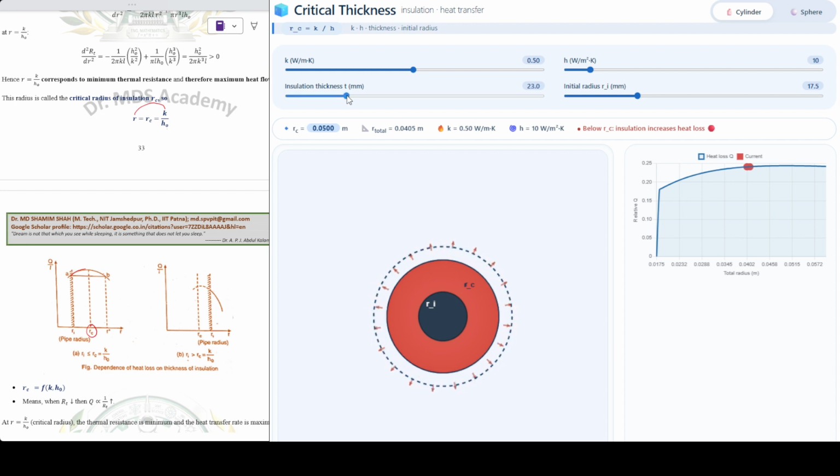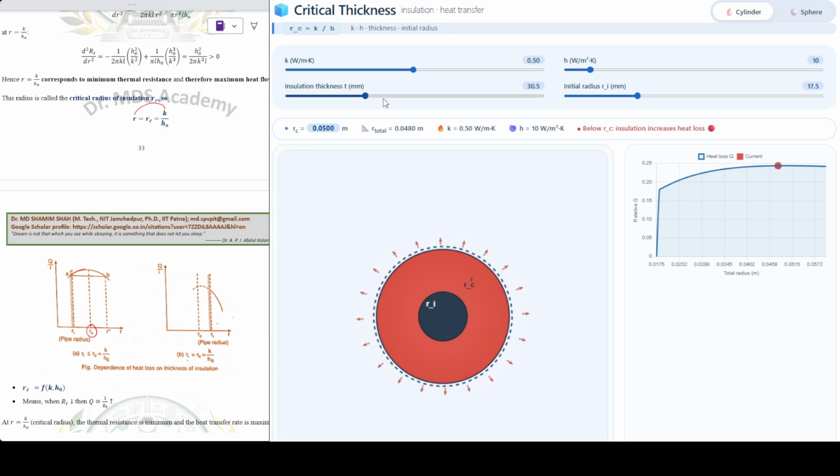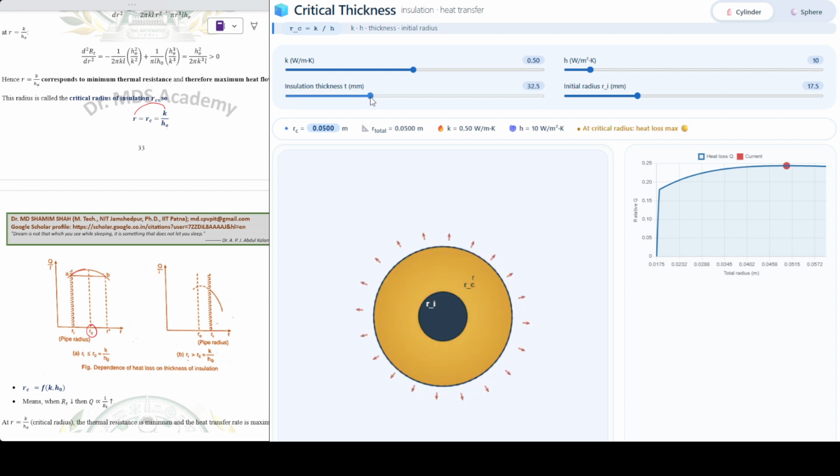As you are increasing this shaded region, meaning the insulation radius, more is the thickness you are going. See, the RC is increasing here. Insulation increases heat loss. Heat loss is increasing. Now it is showing yellow. What does it mean? Heat loss is maximum. Now this is the condition here. Now when you increase further, what will happen?